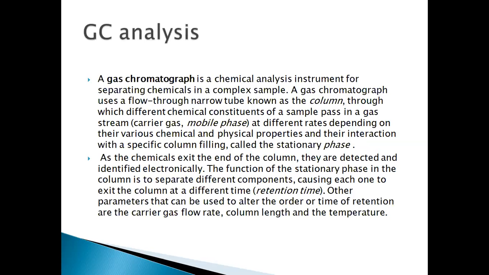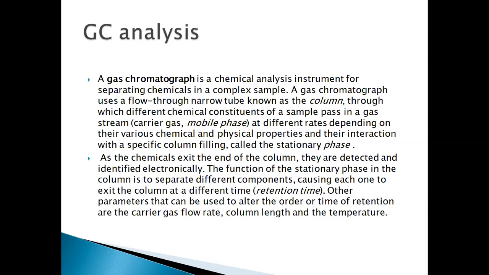And furthermore, GC analysis. A gas chromatograph is a chemical analysis instrument for separating chemicals in complex samples. A gas chromatograph uses a flow through a narrow tube known as a column, through which different chemical constituents of a sample pass in a stream, the mobile or carrier phase, at different rates depending upon their various chemical and physical properties and their interaction with a specific column filling, the stationary phase. Chemicals exit the end of the column. They are detected and identified electronically.